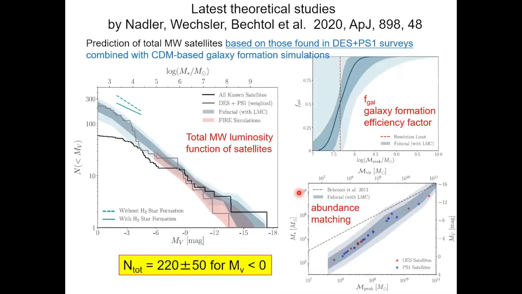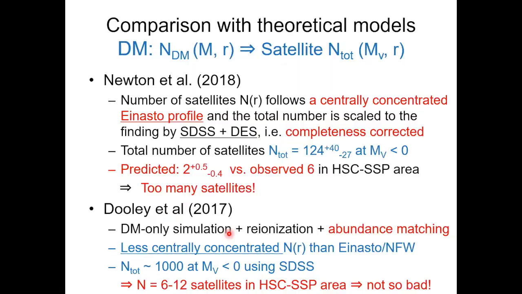And more complicatedly, these are the latest theoretical studies using the latest information on the discovery of satellites, using the Dark Energy Survey or PS1, the Pan-STARRS 1, combined with the cold dark matter model-based galaxy formation simulation. These people consider a galaxy formation efficiency factor as a function of the mass of the dark matter halo, subhalo. And this is abundance matching, as I said, matching between the mass of the subhalo and the brightness of the satellites. Then one can obtain such a luminosity function of the satellites. And this paper suggests a total number of 220 satellites in the virial radius. So if it's true, it's double that of Newton et al., who suggest 124.